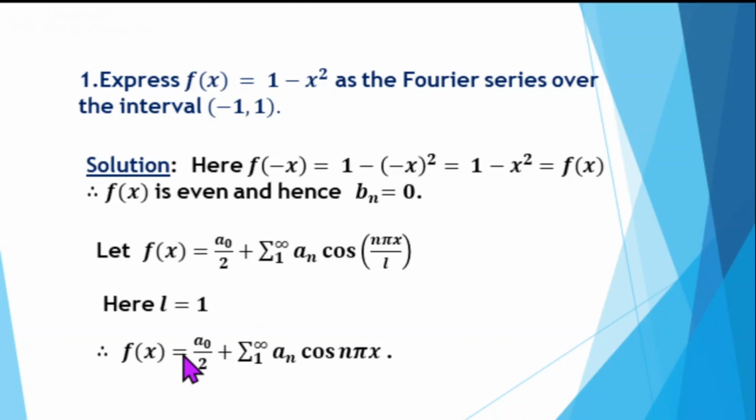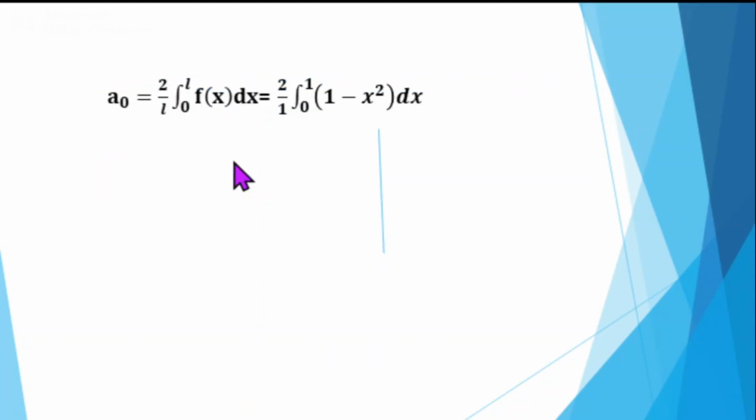Next, we will find a0 and an by using the Euler's formula for even functions, and substitute back again in this Fourier series. So the formula for a0 is 2 by L integral from 0 to L f of x dx. Substitute for L and f of x. L is equal to 1 and the given function f of x is 1 minus x square. Integrate. Integral of 1 is x, integral of x square is x cube by 3. Substitute the upper limit x equal to 1, then put x equal to 0, simplify, we will get a0 equal to 4 by 3.